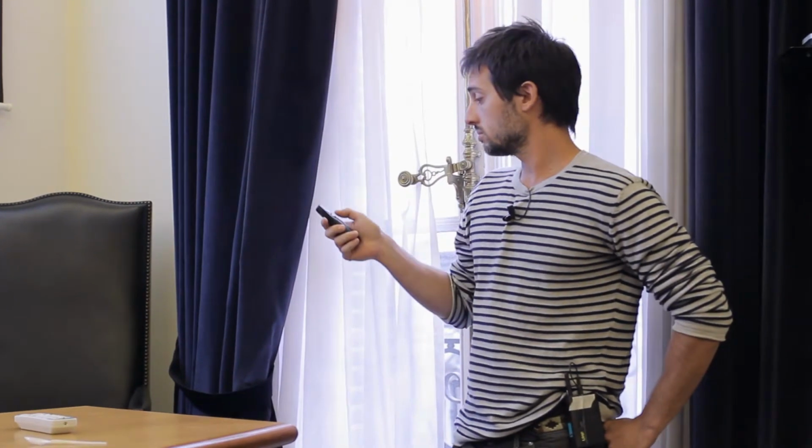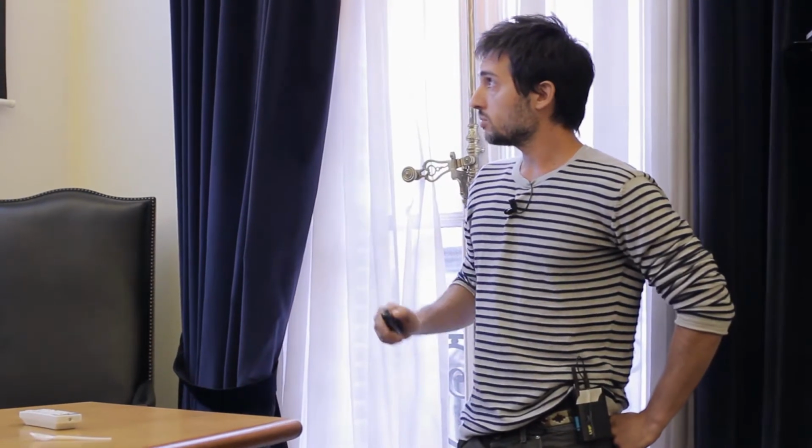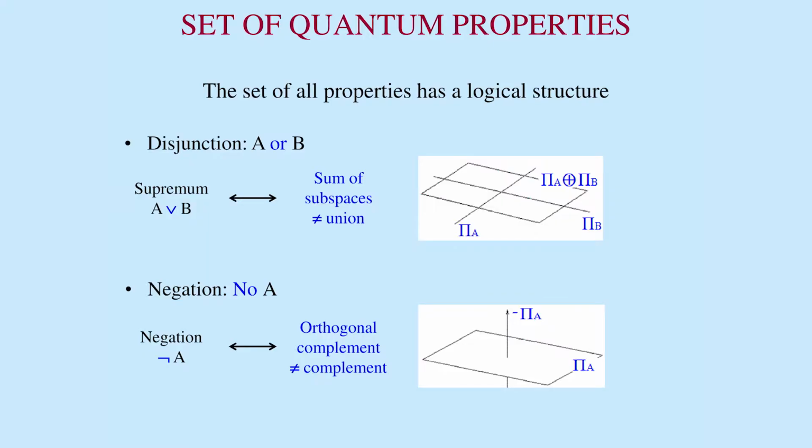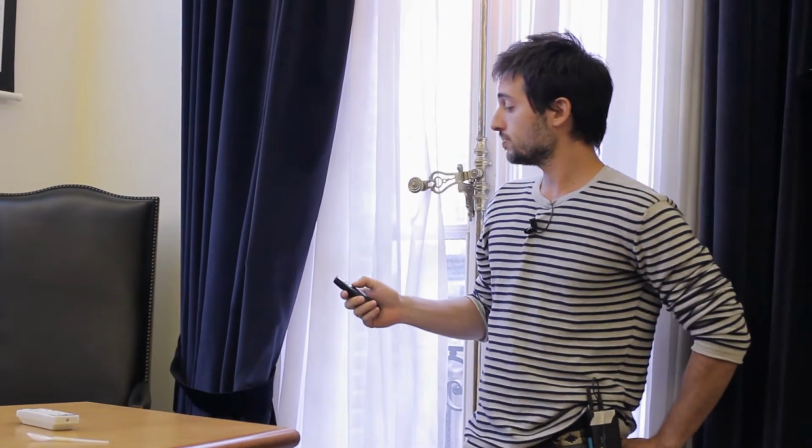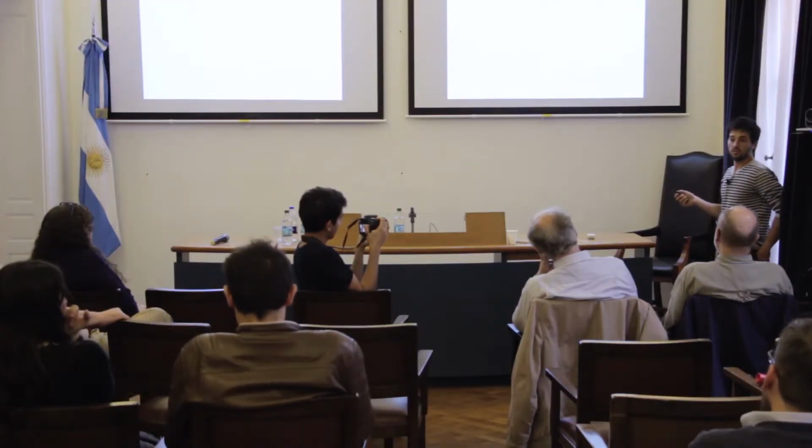And here we have the difference. We can also represent the negation of a property, defining an orthocomplementation, which is given by the orthocomplement of a subspace. Here we have the second difference. We don't use the complement of a set, we use the orthogonal complement. So the set of all quantum properties has a logical structure, but it's different from the classical logic. And we can see that the main difference is the non-distributivity of this logic.